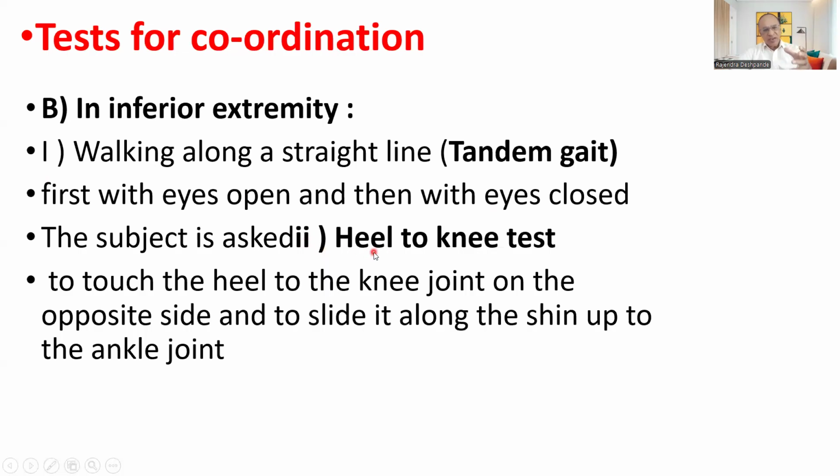The next test of coordination in inferior extremities is heel to knee test. What is that? Heel to knee test. In this particular test, what is happening? The patient will be asked to touch the heel to the knee joint on the opposite side and to slide it along the shin up to the ankle joint. I repeat, heel to knee test.